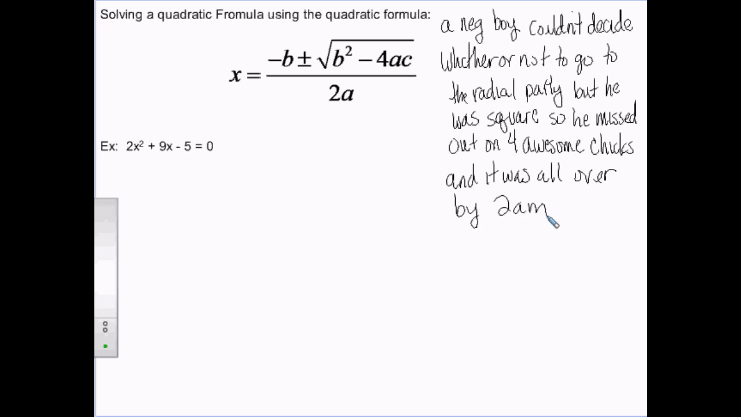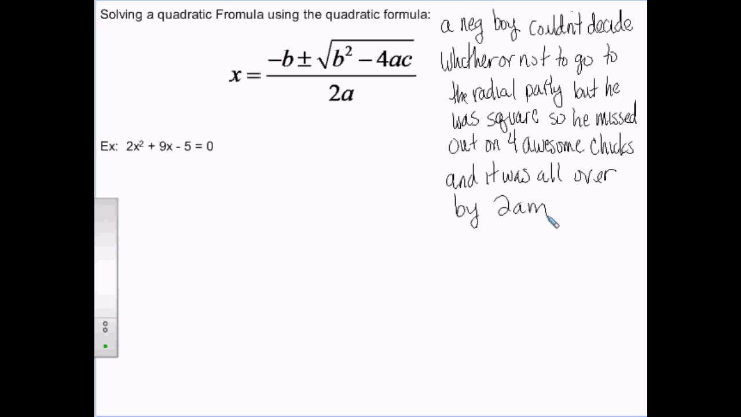Okay, so you can sing it. X equals negative b plus or minus the square root of b squared minus 4ac all over 2a. Or you can learn the story about this loser kid that didn't go to the party. Or you can say it over and over again, or you can write it over and over again, but you want to know it. You have to know it before you can use it.